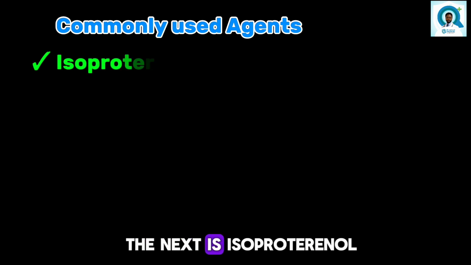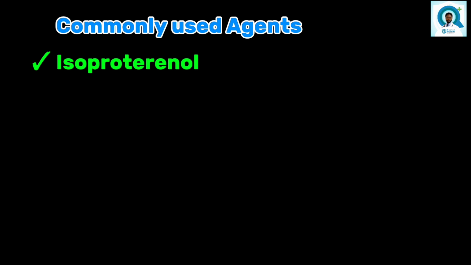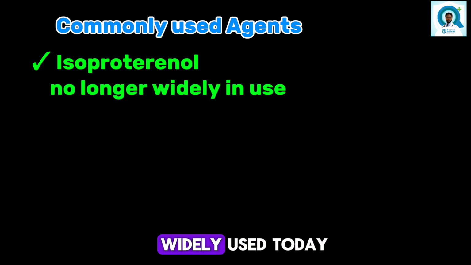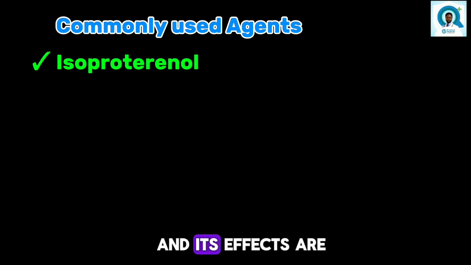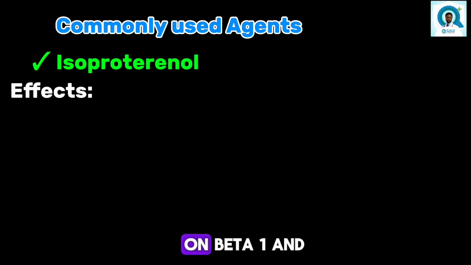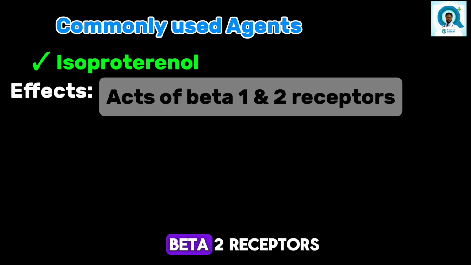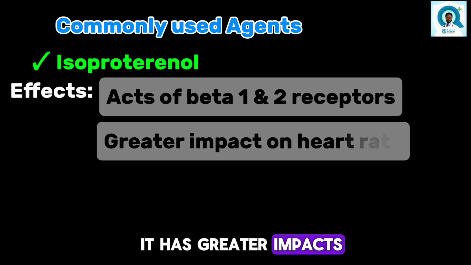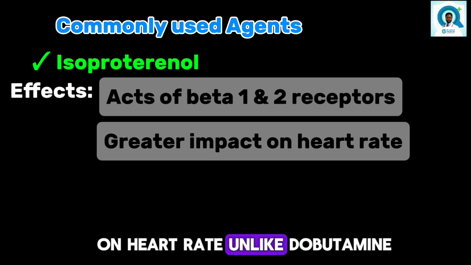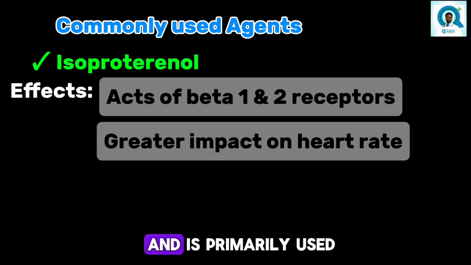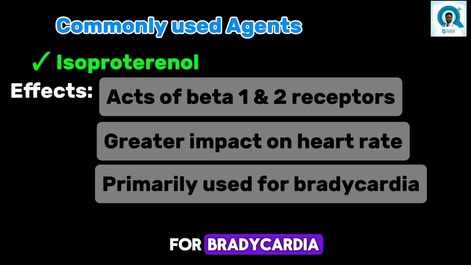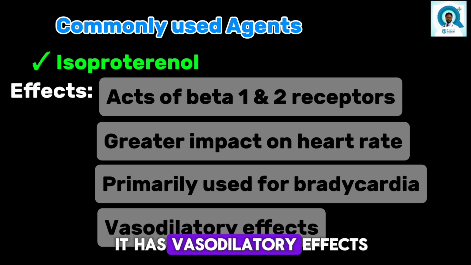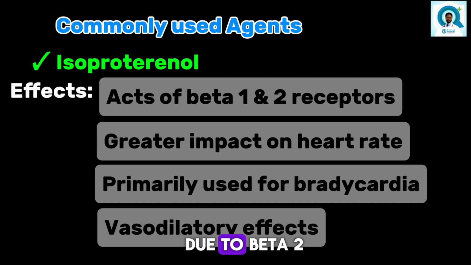The next is isoproterenol. Isoproterenol is no longer widely used today, and its effects are on beta-1 and beta-2 receptors. It has greater impact on heart rate, unlike Dobutamine, and is primarily used for bradycardia, and also it has vasodilatory effects due to beta-2 receptor activation.